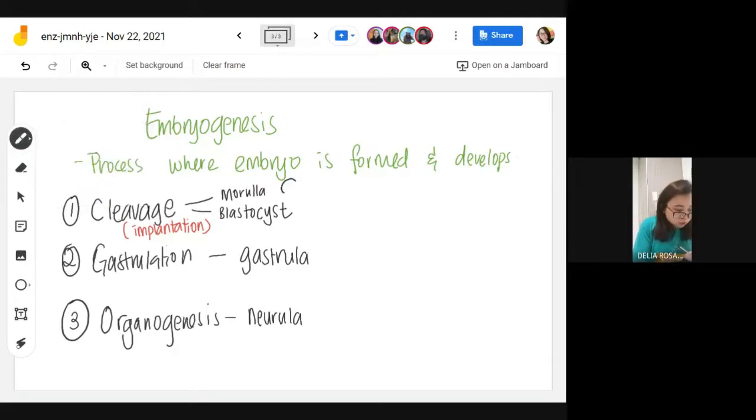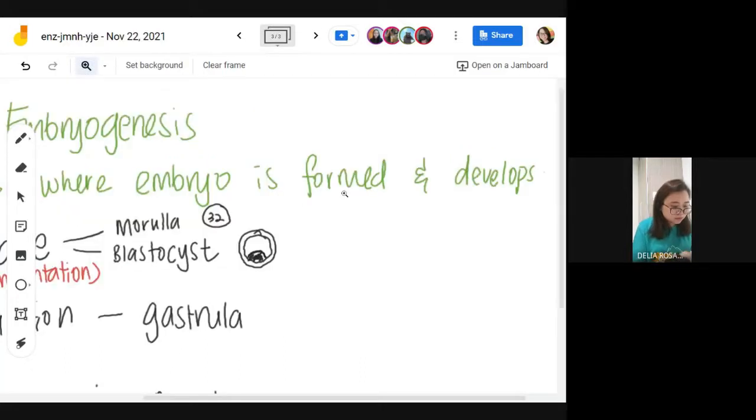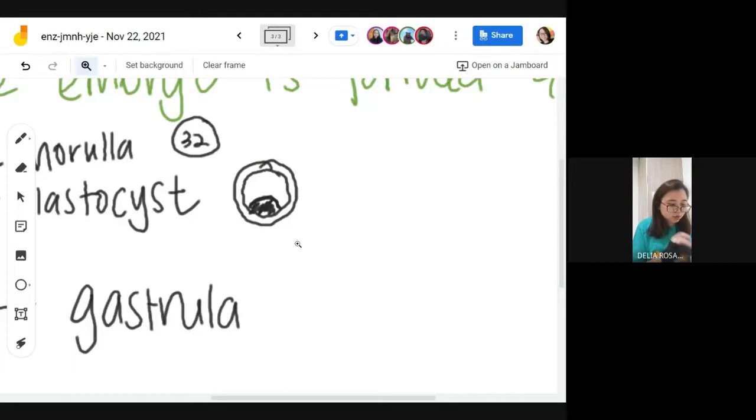Alright, so you start with a morula, which is a 32 cell thingy that is still inside the zona pellucida. When it is a blastocyst, it has a trophoblast, which is the outer layer, the inner cell mass, and the blastocoel. So when it is like this, there is a small space like that. Let me try to organize my words. When it has that fluid-filled space, an inner cell mass and the outer layer, then it is called a blastocyst.